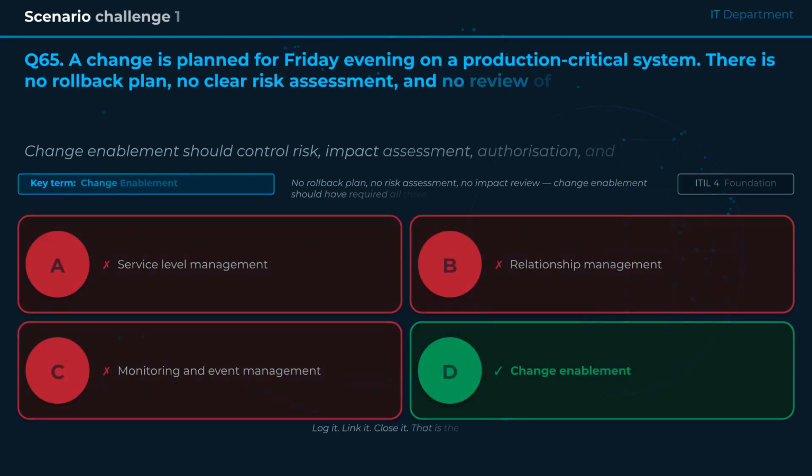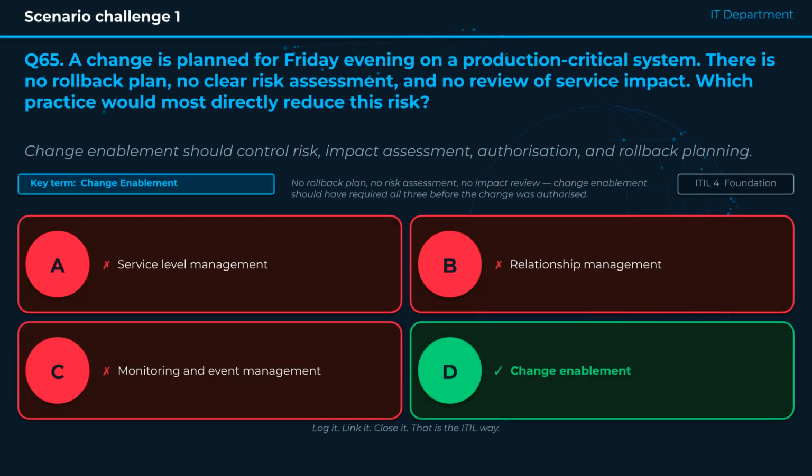The correct answer is D. Change enablement. Change enablement should control risk, impact assessment, authorization, and rollback planning. Without these, the change enablement practice has failed to mitigate risk. No rollback plan, no risk assessment, and no impact review are critical failures of change enablement.